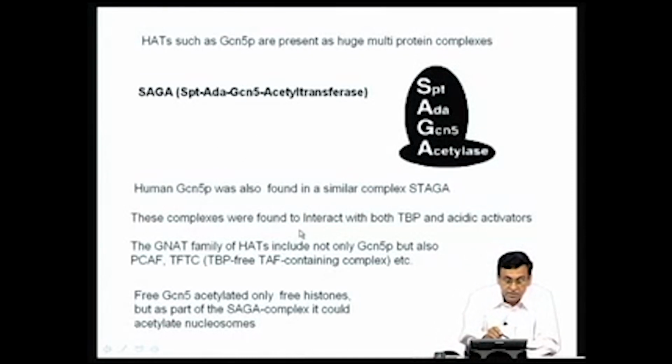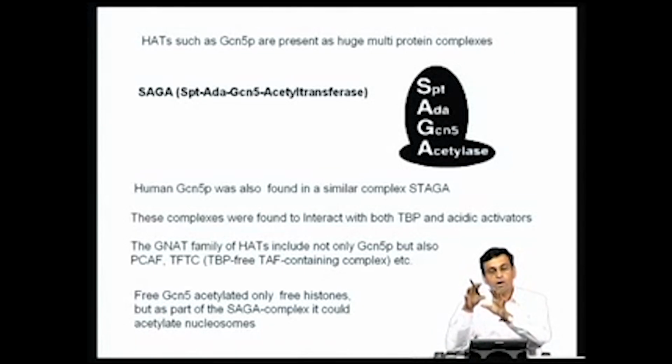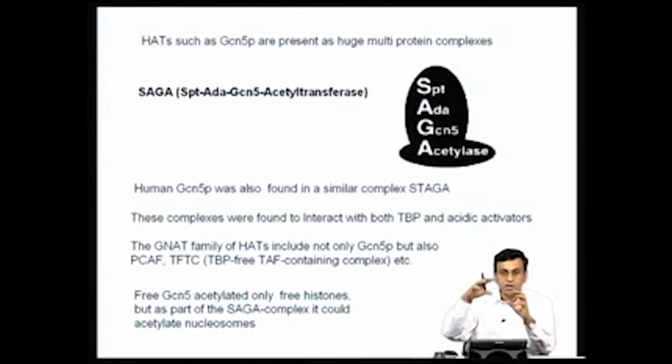So HATs such as GCN5p are found to be present in huge multi-protein complexes. Remember, one of the important functions of these HATs is that they have to be associated with promoter regions or components of the transcriptional machinery. So many of these HATs or HDACs were found to be multi-subunit complexes, and they are actually components of other proteins which together form huge multi-protein complexes.